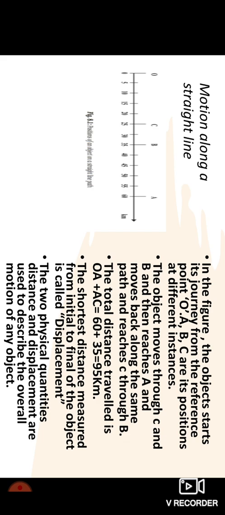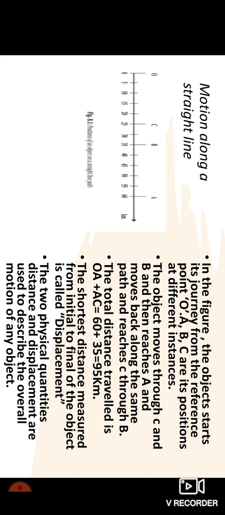For the object to reach from O to A, it has to pass through OC and CB and finally reach BA. So the total distance traveled here will be the distance OA plus AC, means for the object to go from O to A and come back to the position C, it has to pass through the position. So here the total distance covered by the body is OA plus AC. The distance OA is 60 kilometer and the distance AC is 35 kilometer. So 60 plus 35, it is 95 kilometer. The total distance traveled by the object will be 95 kilometer.